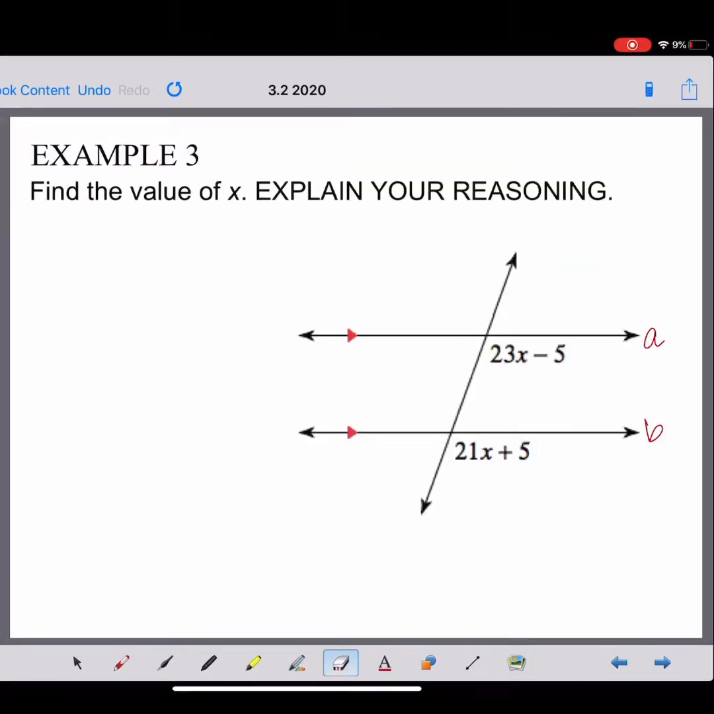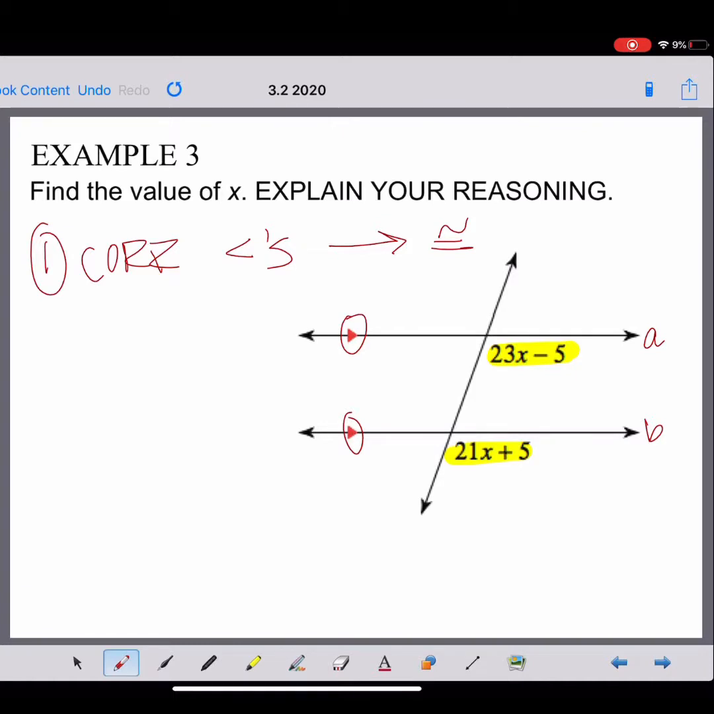So when solving algebraically, the first thing I need to do is recognize that yes, they're parallel. And then what type of angles am I working with? Based off of their location in the bottom right-hand corner, I know that these are corresponding angles. And what I know about corresponding angles is that they are congruent to one another. If they are congruent, then this angle measure is equal to this angle measure. So I'm going to take 23x minus 5 and set it equal to 21x plus 5.